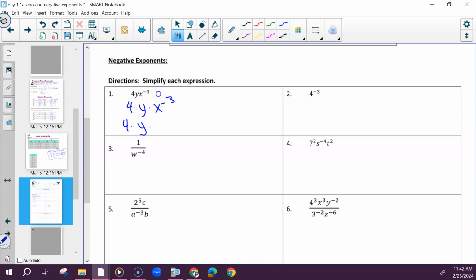How would I rewrite that? 1 over x to the power of 3. And then we have to rewrite this so that it's one condensed fraction. So if you wrote it as I did, remember that these are over 1, so you can multiply across. So it would be 4y over x to the 3rd. Once you get the hang of this, you don't have to show all of this work. You could just write whatever the answer is.